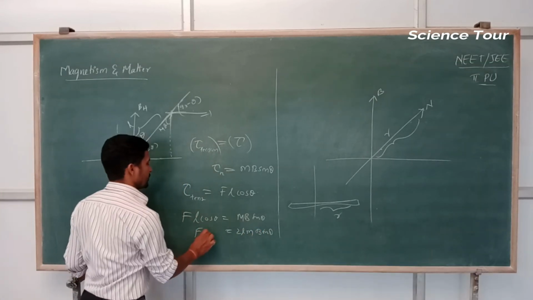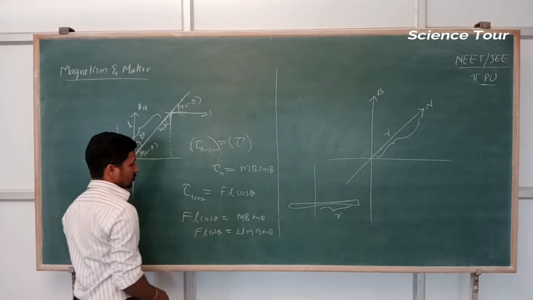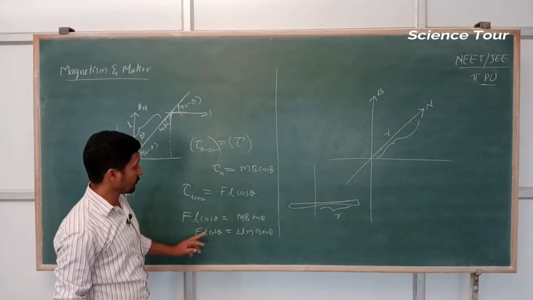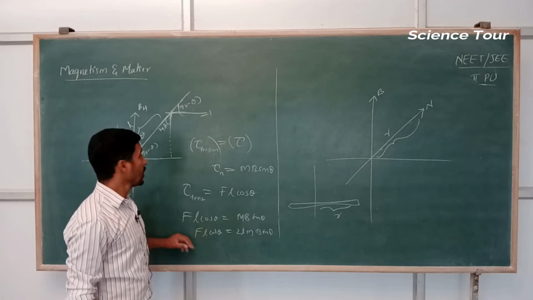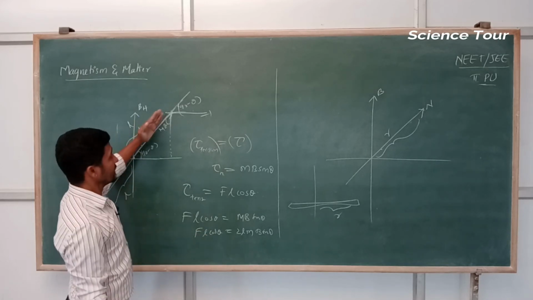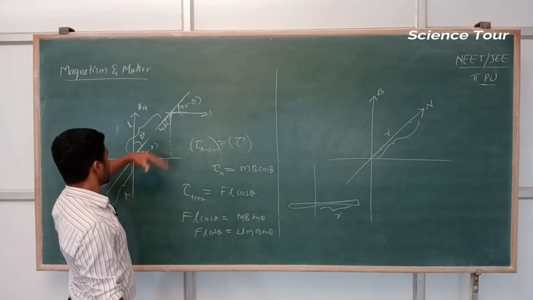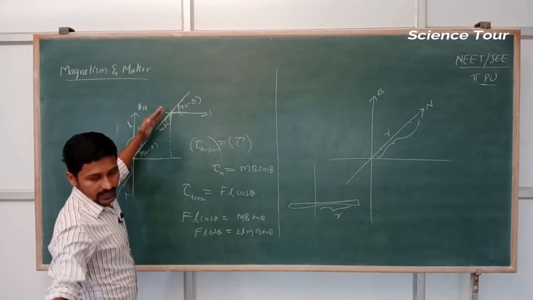This is FL cos theta. So what is this torque? This is the formula that came from the system of particles chapter. Now what actually it is: one needle I have kept in the magnetic field and it will align in this way. Now what am I going to do?